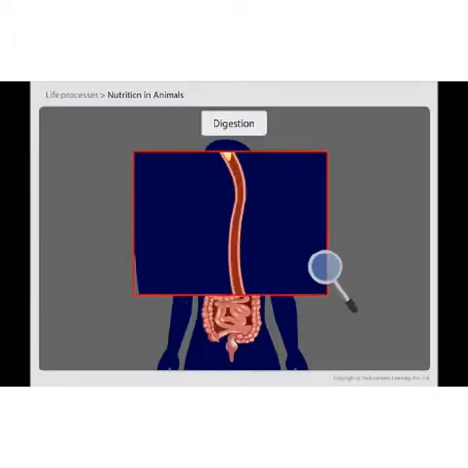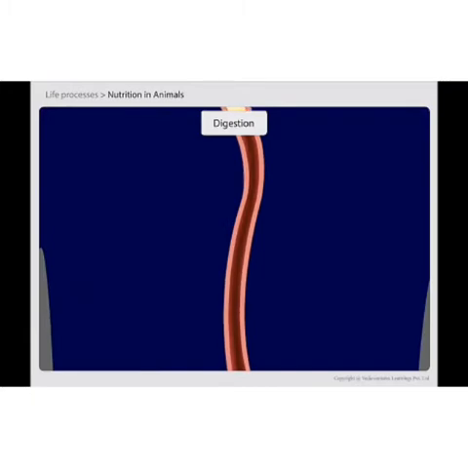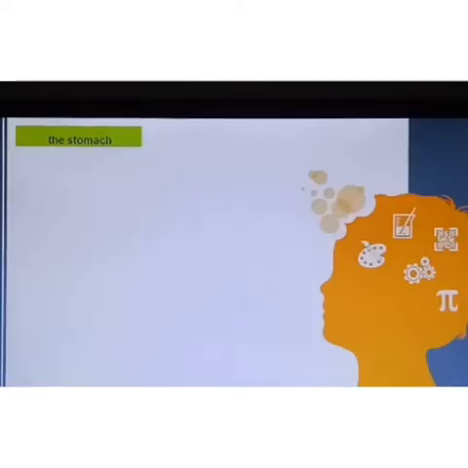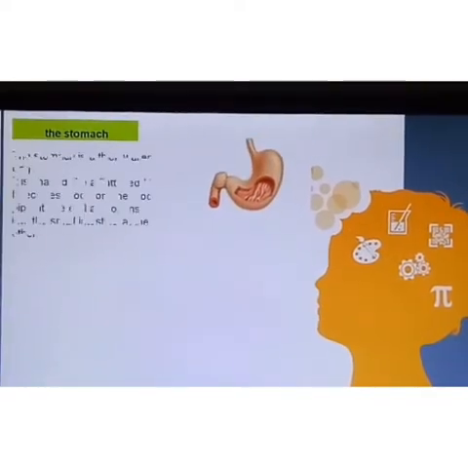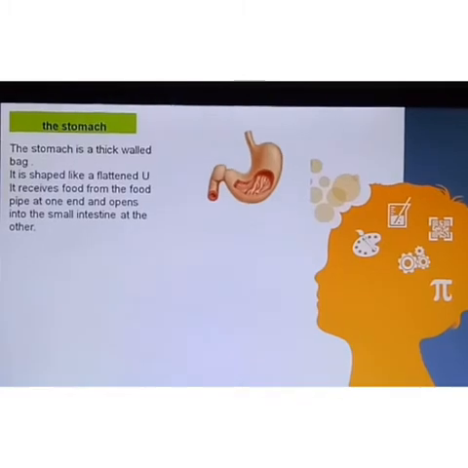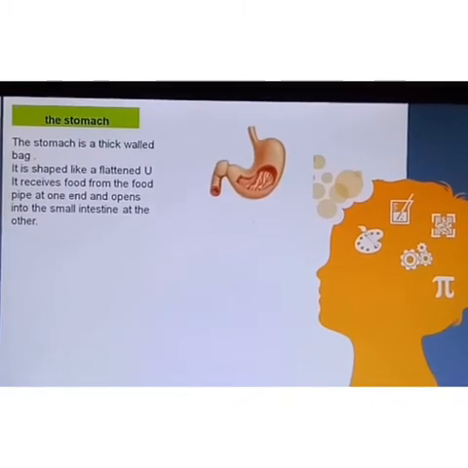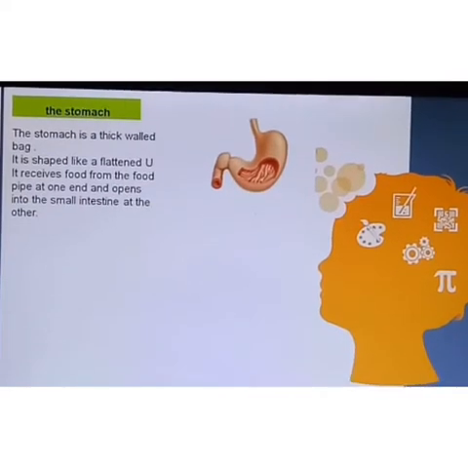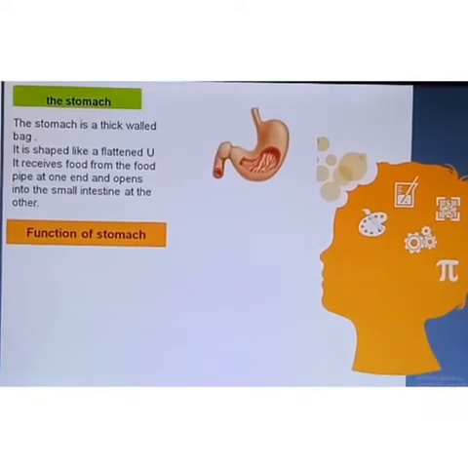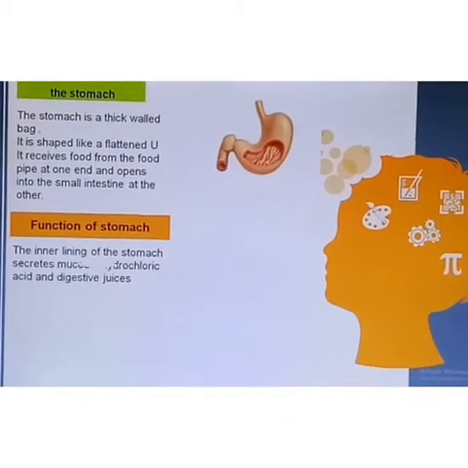From the pharynx, the food is gulped down into the tube-like structure called the esophagus. The esophagus is lined with muscles that contract and relax rhythmically. From the food pipe or the esophagus, the food moves into the stomach. The stomach is a thick-walled bag. It is a flattened U. It receives food from the food pipe at one end and opens into the small intestine at the other. Let us see the functions of the stomach.